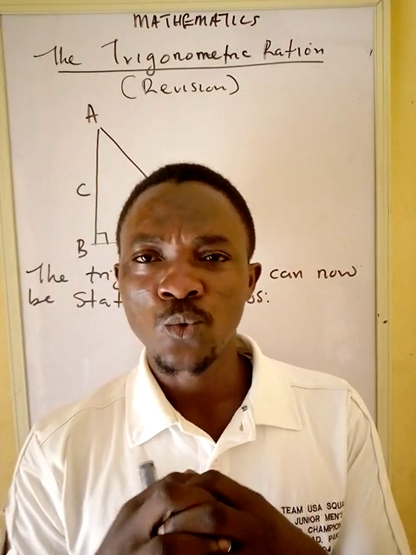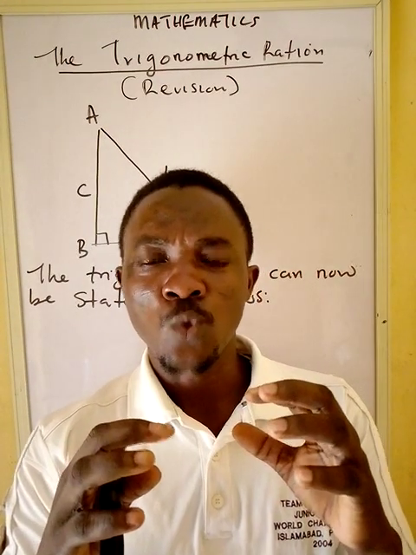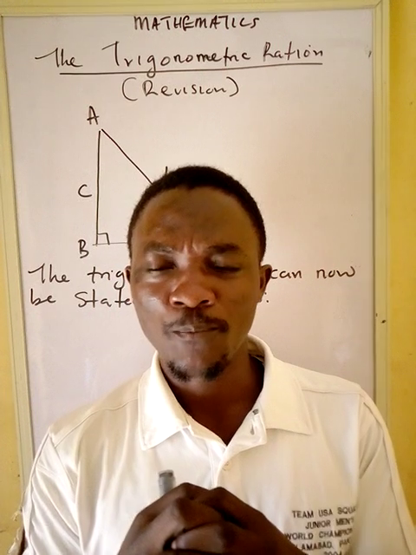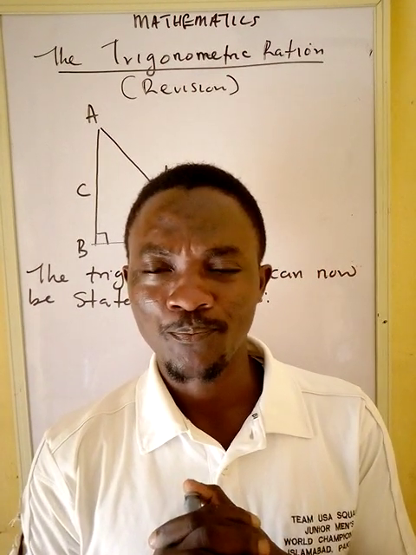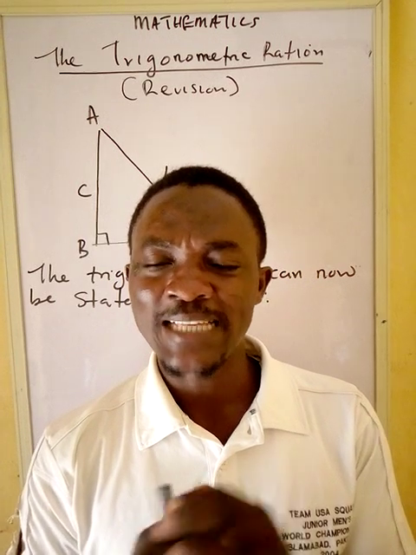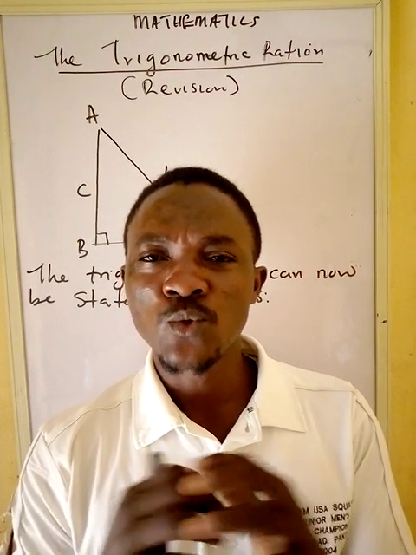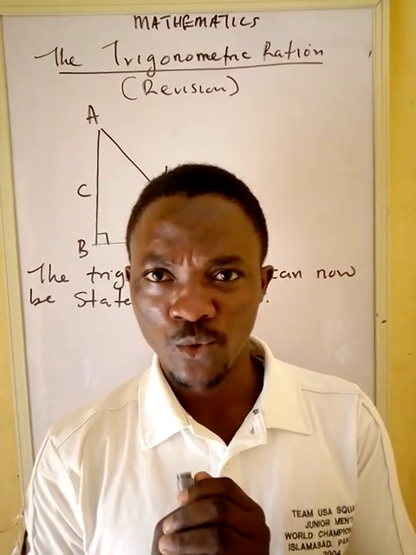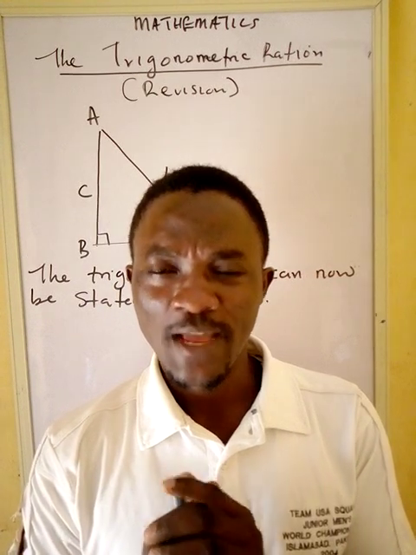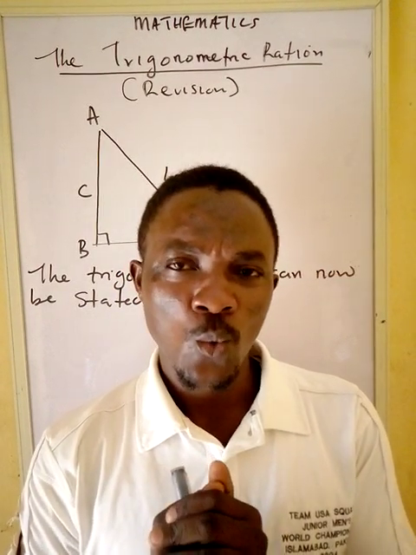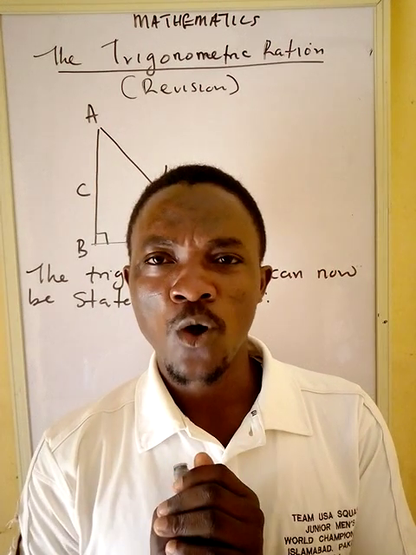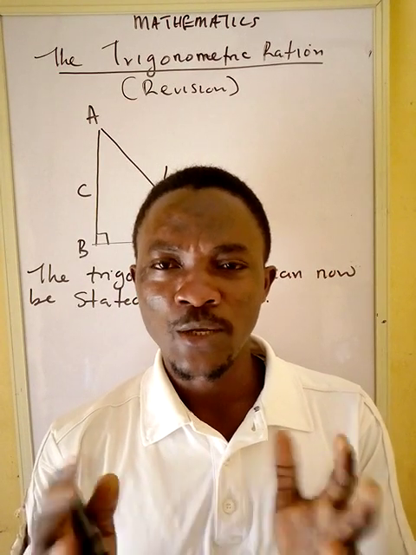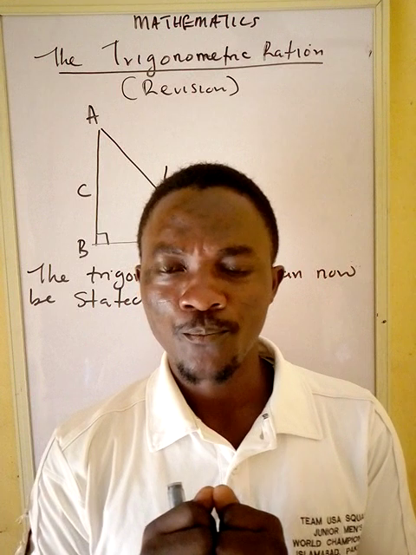Please, I congratulate you. You are here in Ella's Academy. We are going to reveal everything to you about mathematics. Now, this is SS2 third term. We want to look into trigonometry ratio, which is revision. After trigonometry ratio, we are going to circle theorem. So, follow us and see what we are going to give you.